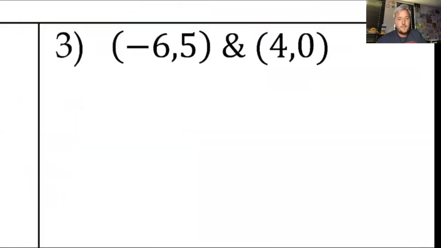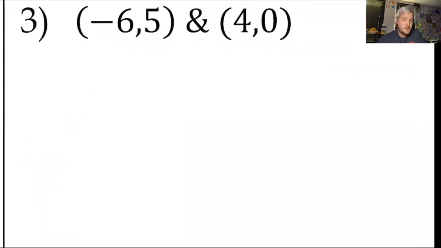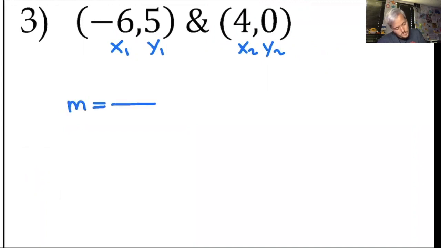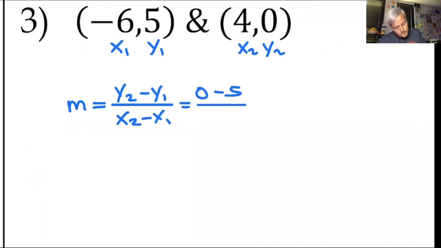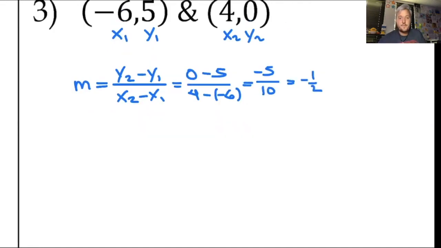All right, so number 3. Now they kind of add an extra step here. So you have to find the slope. So x1, y1, and x2, y2. So y2 minus y1, x2 minus x1. So I'm going to have 0 minus 5 over 4 minus negative 6. So we're going to have negative 5 over a positive 10, which simplifies to negative 1/2.